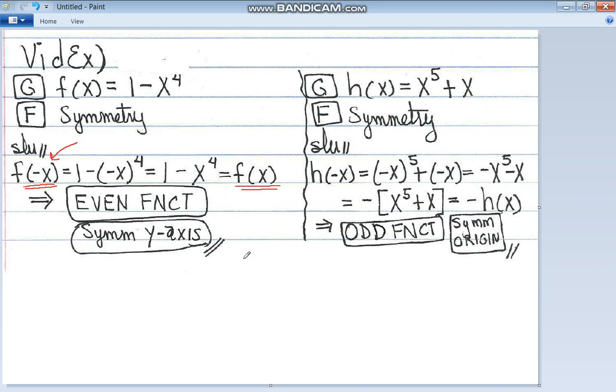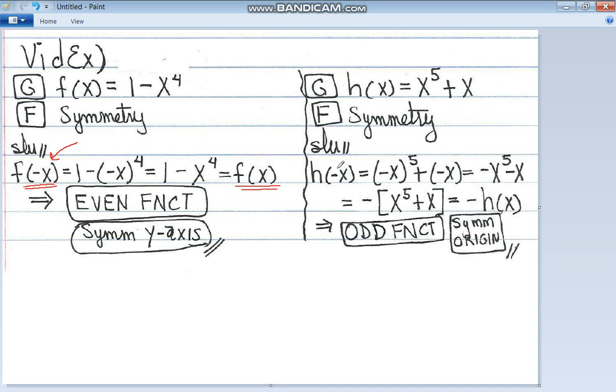Go back and look it up in the notes and in your textbook. An even function, as far as symmetry is concerned, tells you that there is symmetry in your graph about the y-axis. Next equation, given h of x equals x to the fifth plus x, find any symmetry.